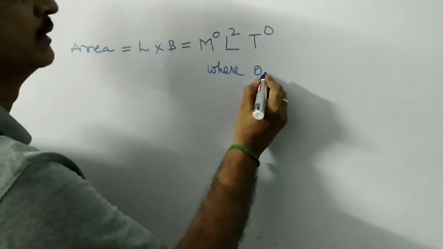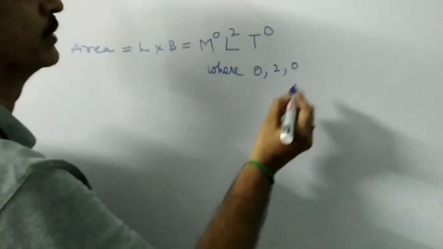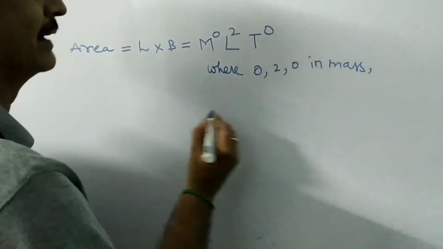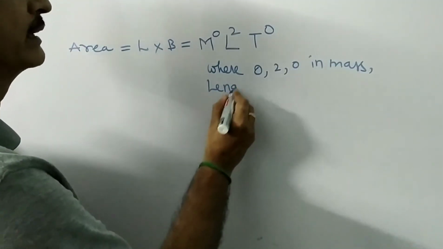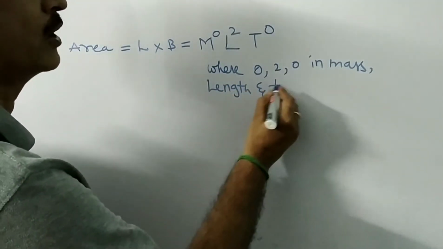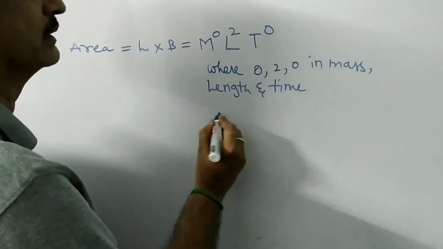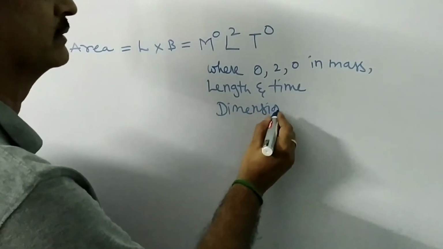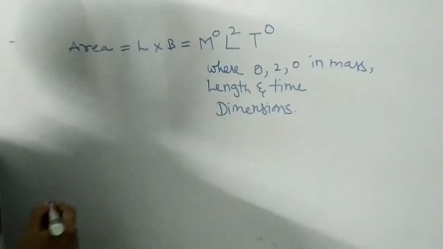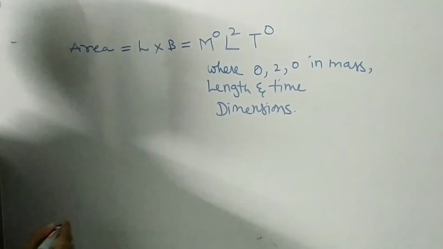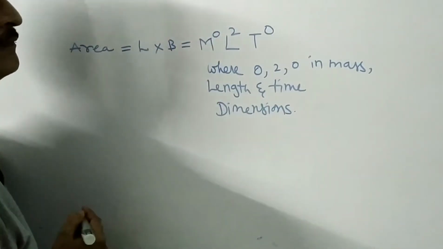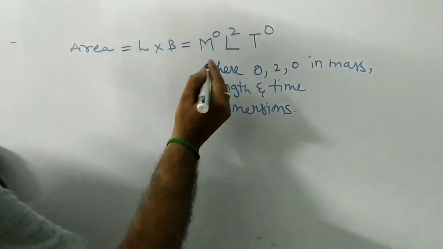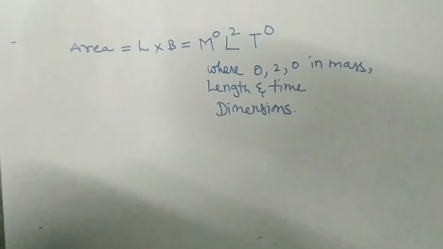0, 2, 0 in mass, length and time are called dimensions. They are nothing but the dimensions. So we are representing a derived quantity in terms of the fundamental quantities and the powers to which they are raised. That we call a dimensional formula.